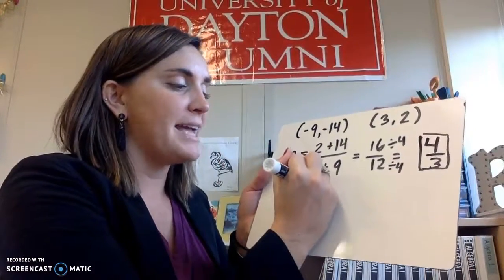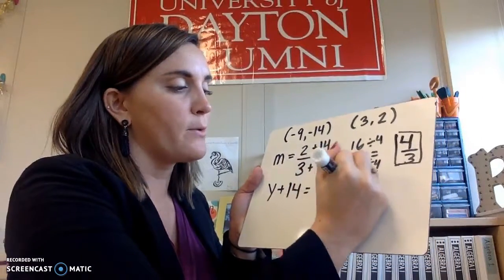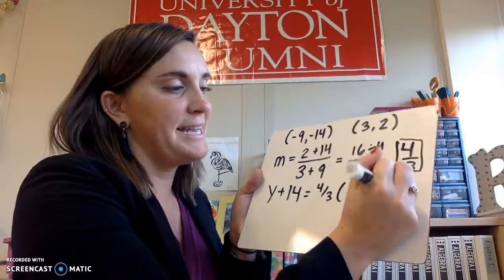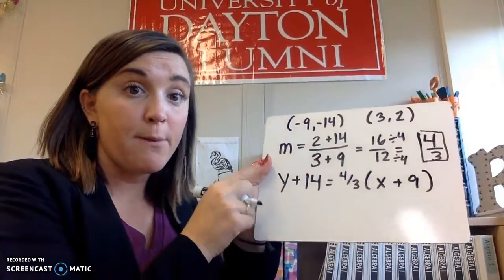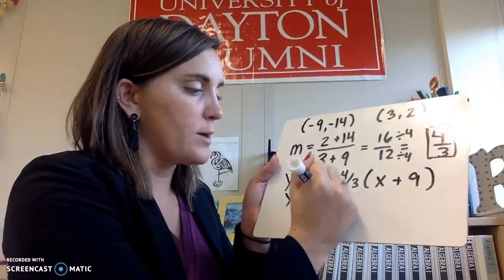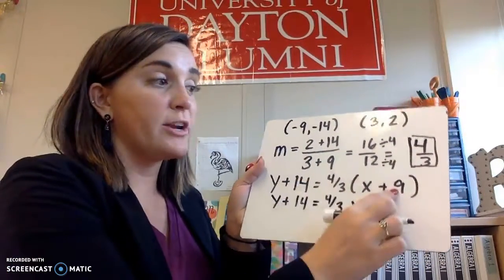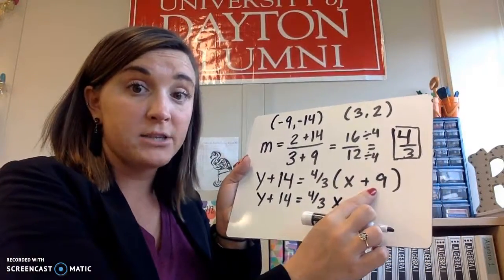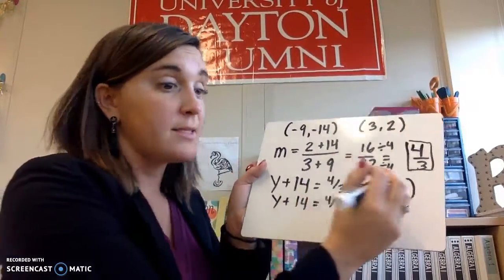Y minus a negative 14 becomes plus 14 equals 4 over 3 parentheses x minus a negative 9, which becomes plus 9. Point slope form. Get me from point slope form now to slope intercept form. Y plus 14 equals 4 over 3x. Numerator times 9, so 4 times 9 is 36. 36 divided by that denominator of 3 leaves me with 12.